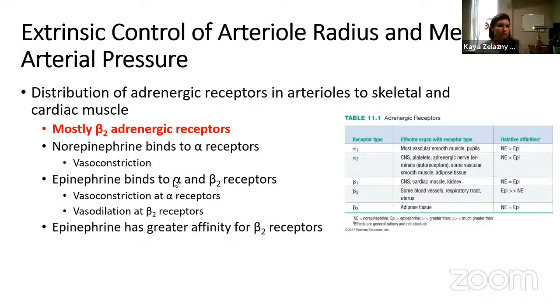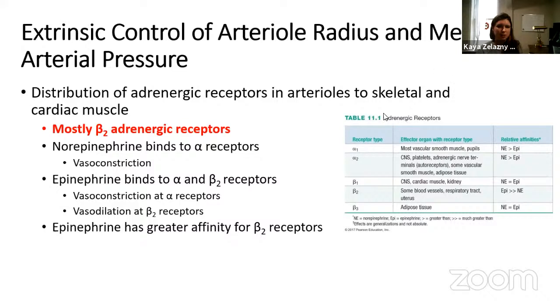Epinephrine can bind to either alpha receptors or beta-2 receptors. We have alpha receptors everywhere. We have beta-2 receptors and alpha receptors in our skeletal and cardiac muscle, but mostly beta-2 receptors. And epinephrine has a different effect depending on whether it's bound to an alpha receptor or to a beta-2 receptor. That's why we have all these different receptor types, right? They can really vary in their specific effects in different tissue types.